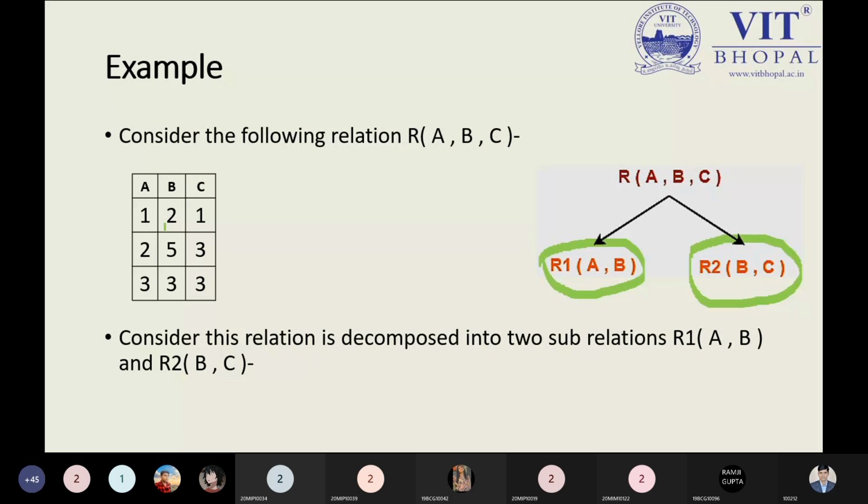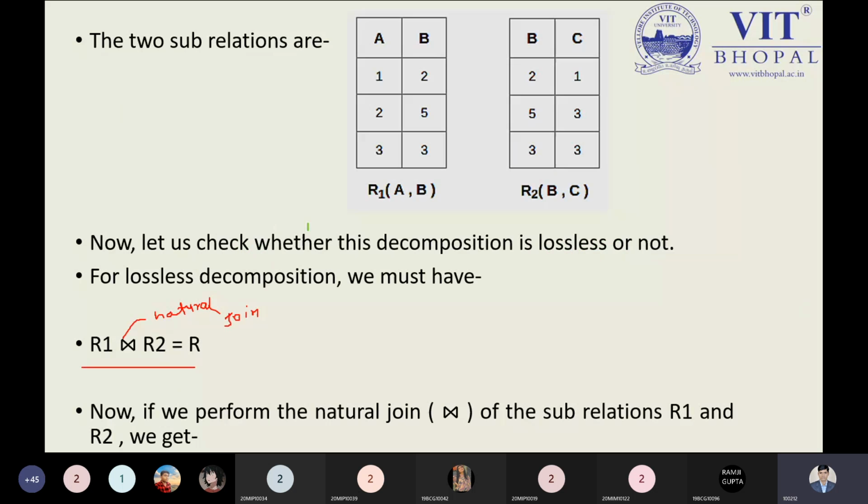We have this table. Now let us understand the content values. In AB, A has 1, 2, 3 and B has 2, 5, 3, and in BC we have 2, 5, 3 and 1, 3, 3. So these are the values of the R1 relation and R2 relation. These are the two different sub relations from the main relation R. Now, if you try to decompose, let us check whether the decomposition is lossless or not.